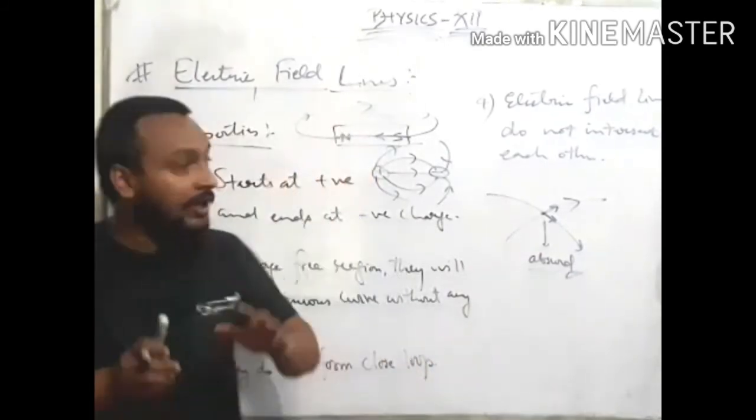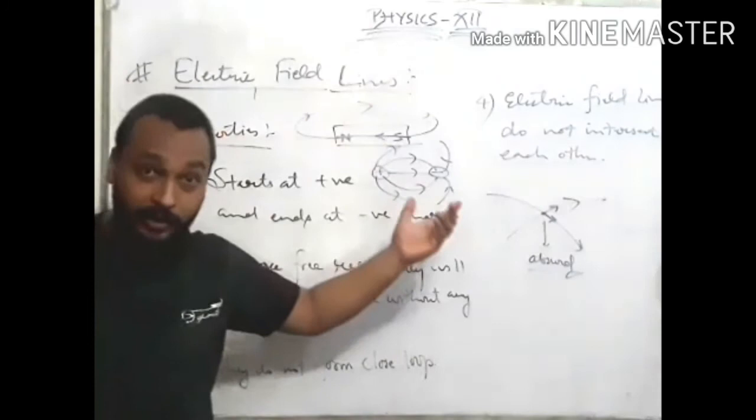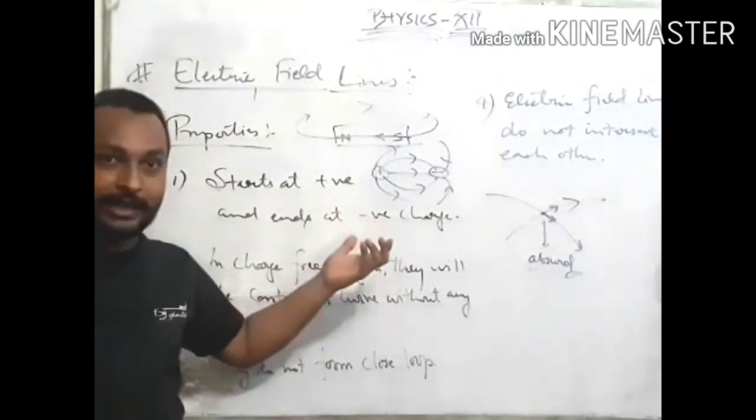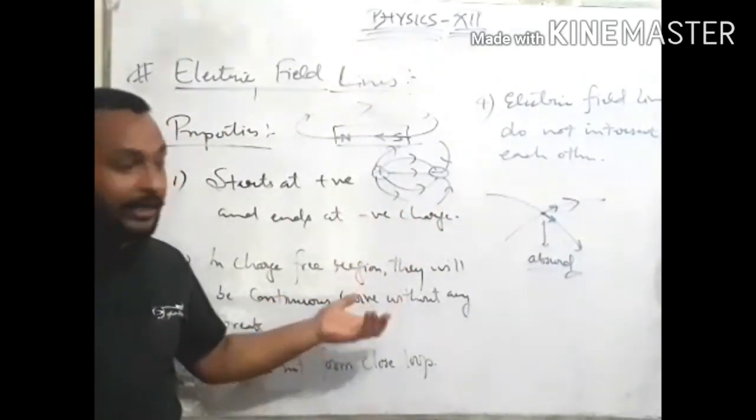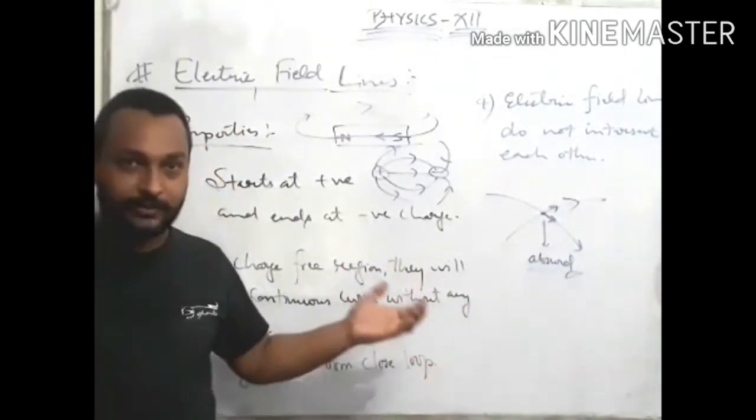So these are the 4 different properties of electric field lines, and these are the most important topics for understanding the concept of electric field. Okay. Now the next topic will be electric dipole, that I will be explaining to you in the next video lecture.